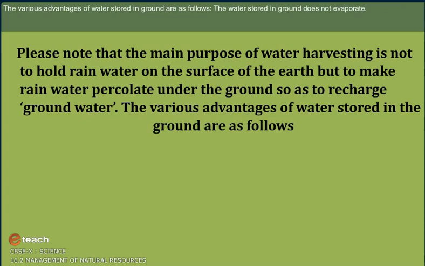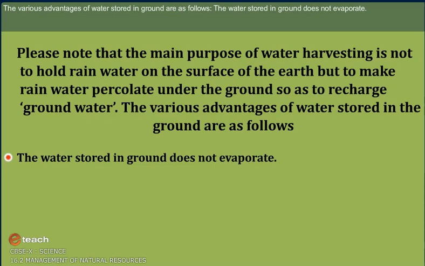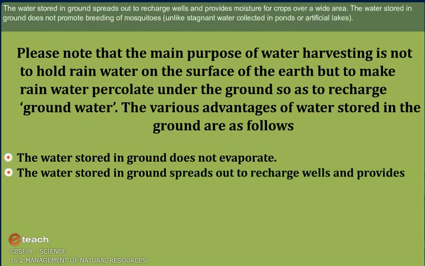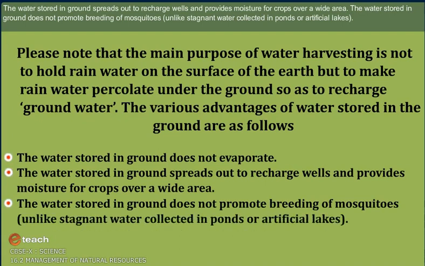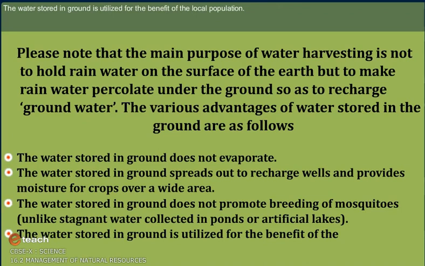The various advantages of water stored in the ground are as follows. The water stored in ground does not evaporate. The water stored in ground spreads out to recharge wells and provides moisture for crops over a wide area. The water stored in ground does not promote breeding of mosquitoes, unlike stagnant water collected in ponds or artificial lakes. The water stored in ground is utilized for the benefit of the local population.